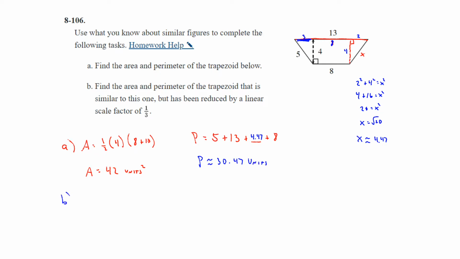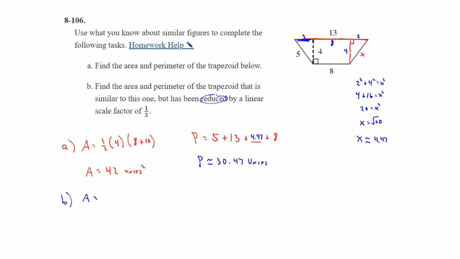Part B, find the area and the perimeter of a trapezoid that is similar to this one, but has been reduced by a linear scale factor of 1/3. So it's been reduced by a scale factor of 1/3. So your perimeter, well, I guess I should do area since I have it first. The area of the last one was 42, and it's similar, and once again, by a scale factor of 1/3.